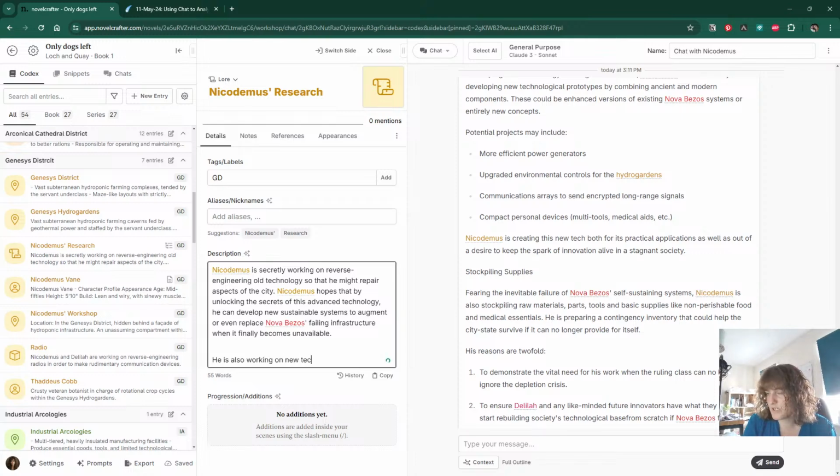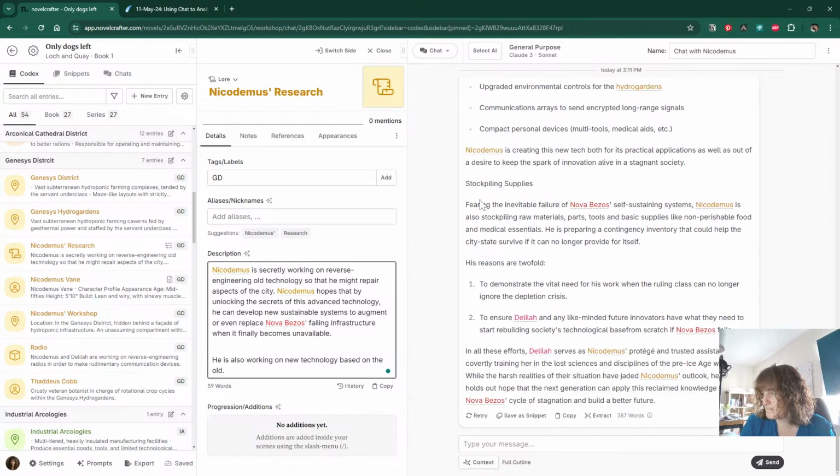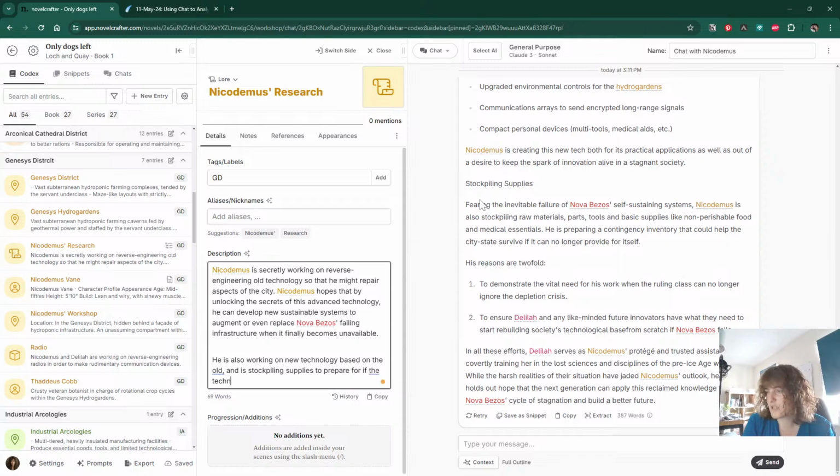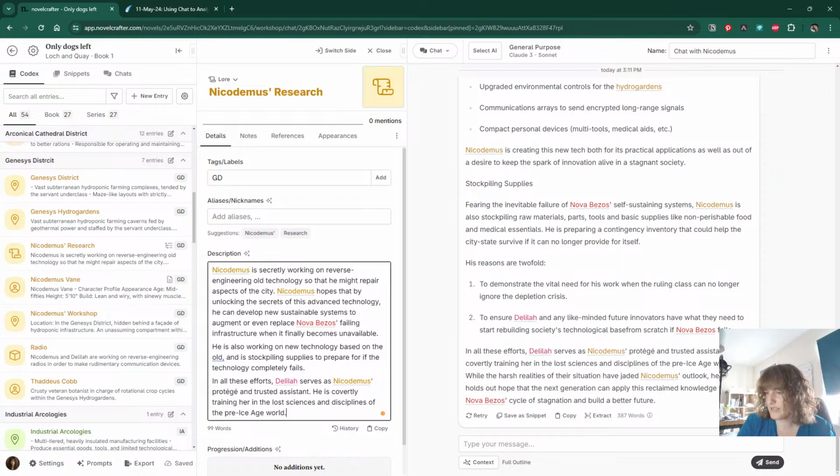He's also working on new technology based on the old, and is stockpiling supplies to prepare for if the technology completely fails. I like that bit about Delilah. Okay.